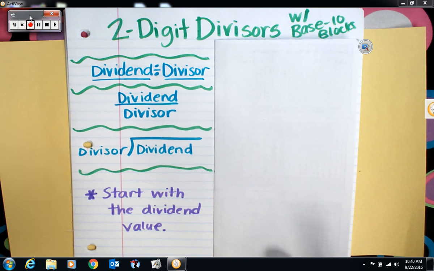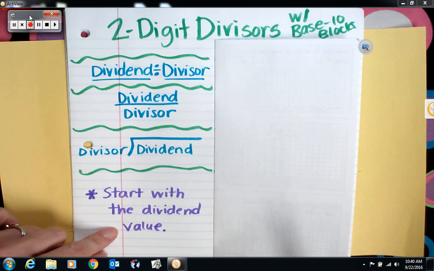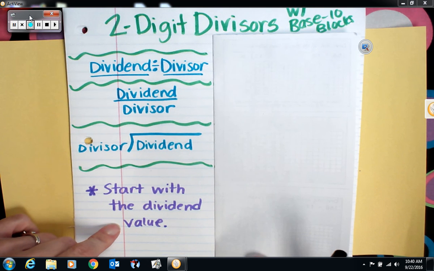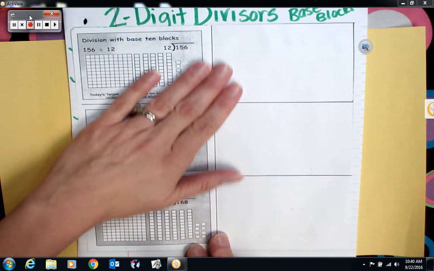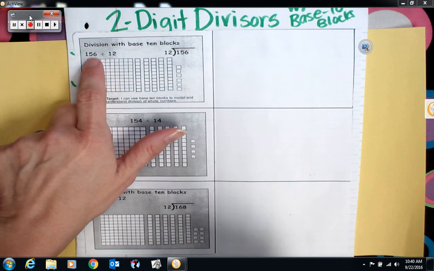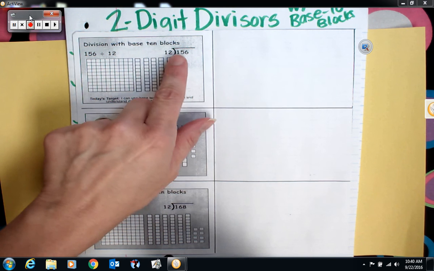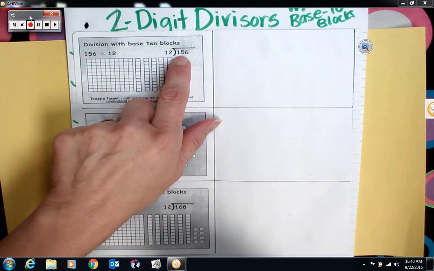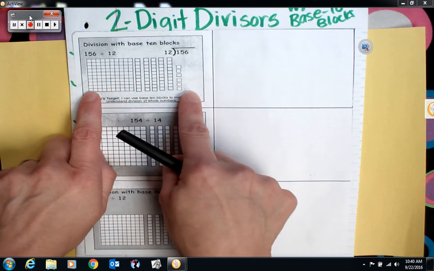So a big key is to start with the dividend value whenever we're dividing with whole numbers and drawing base 10 block arrays. So I'm going to open this up and we're going to draw our array in the box on the right hand side. So the first one I'm going to start with is 156 divided by 12. My dividend is 156. And I already have 156 in base 10 blocks set out.